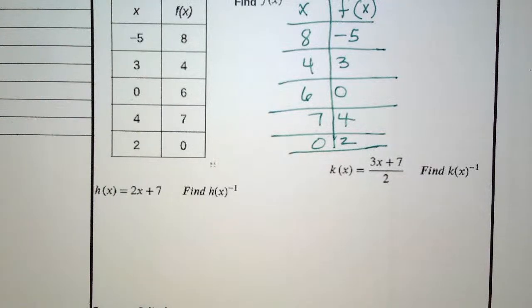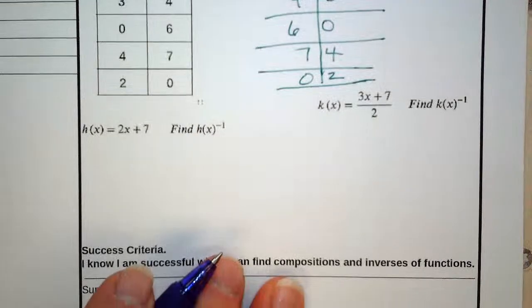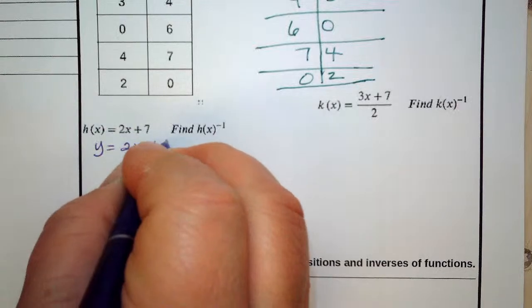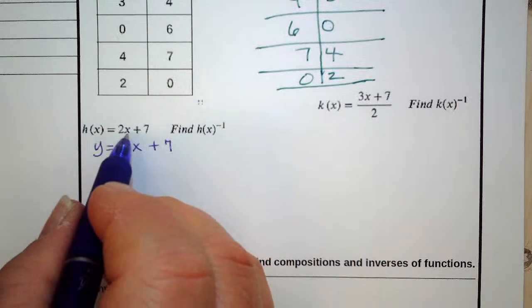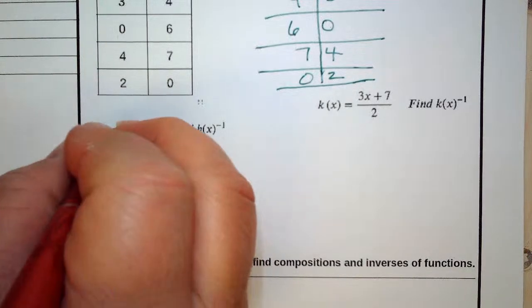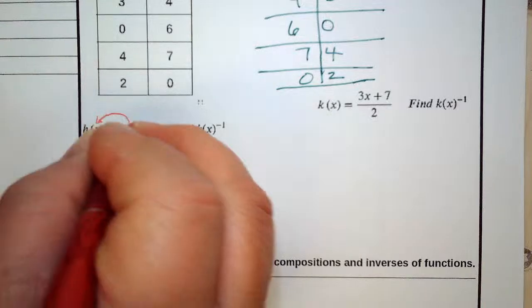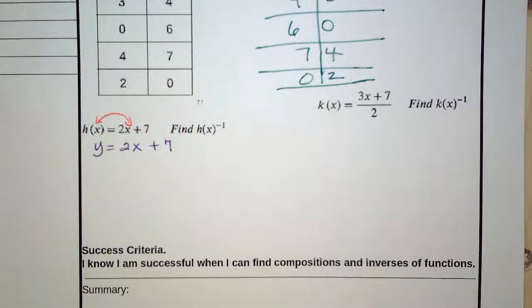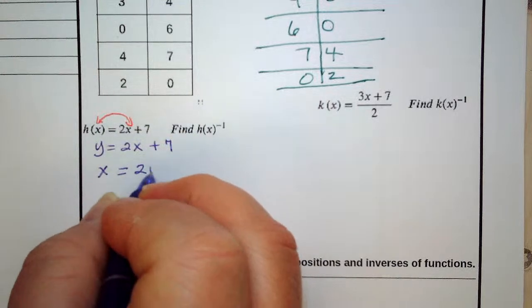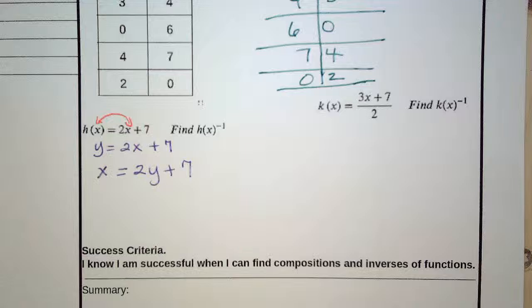Well, you're going to start by thinking of it as, instead of having h of x, we're going to use y. So y equals 2x plus 7. Your inverse means I'm going to switch the x and the y around. And then I'll solve it again for y. So I'm going to switch the x and the y. Those will change places. So x is equal to 2y plus 7.